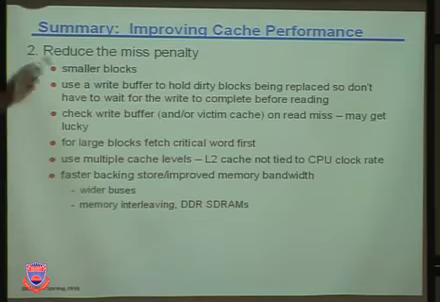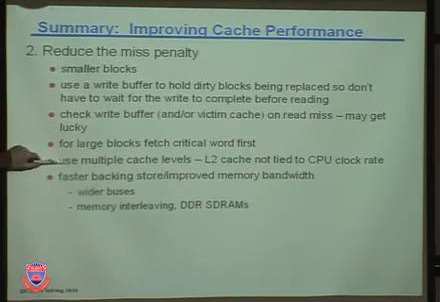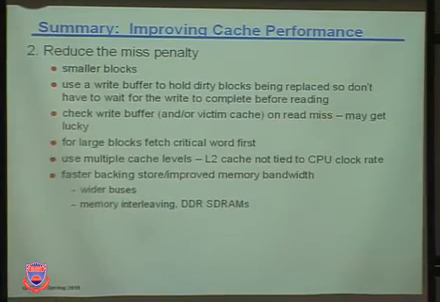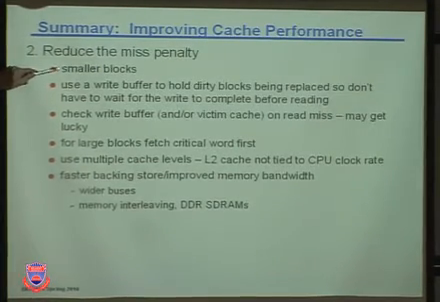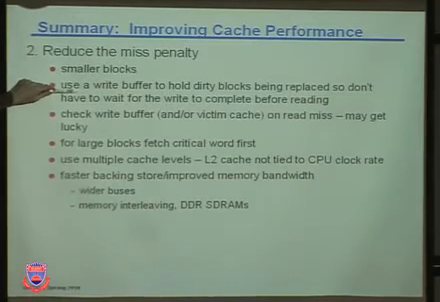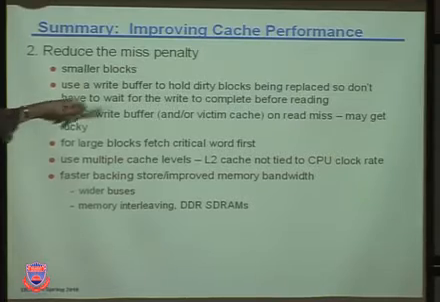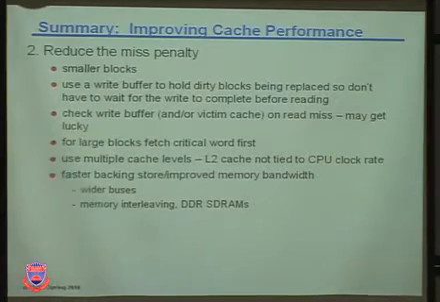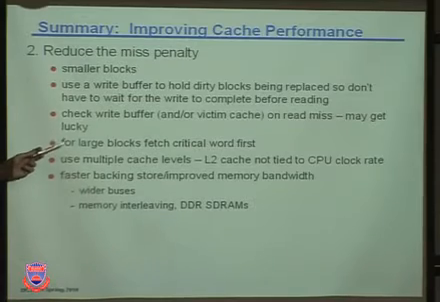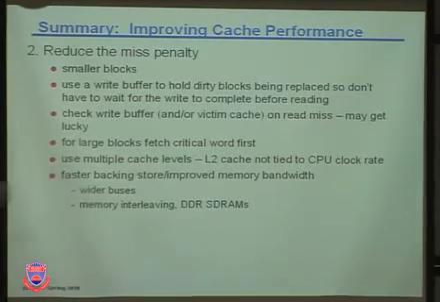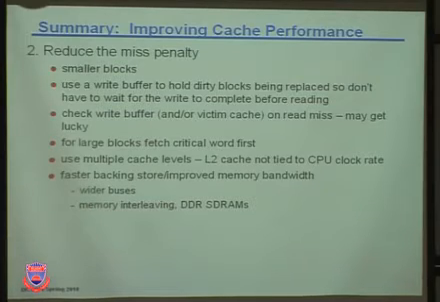Okay, and then finally reduce the miss penalty. We said the biggest way to reduce the miss penalty is to use multiple levels, but look, there's a few others here as well that we talked about. We mentioned them. Smaller blocks make it faster to miss and get what you want. Using a write buffer to hold the dirty blocks, which have to be replaced. Checking the write buffer or the victim cache on read miss. Maybe you get lucky and you find it without having to go down lower. For large blocks, fetch the critical word first and go ahead and give it. If there's a big thing you're fetching, get the one you want early. Change the order even so that you don't wait for them all.